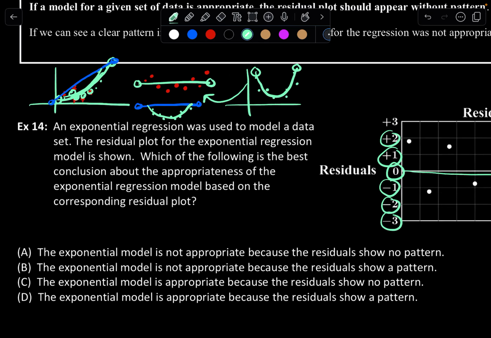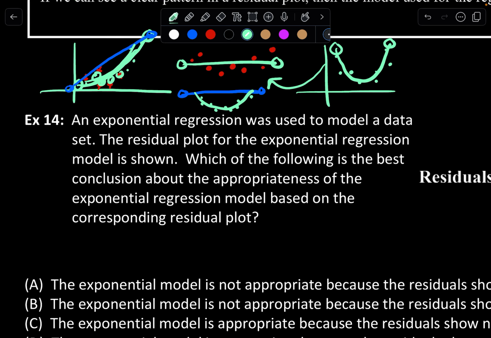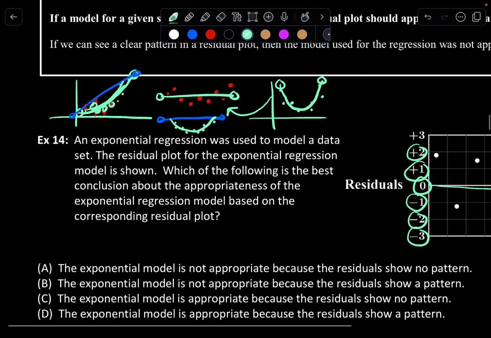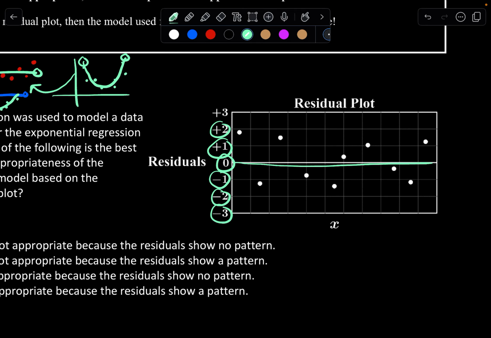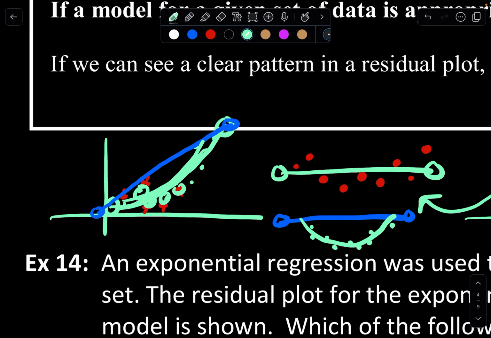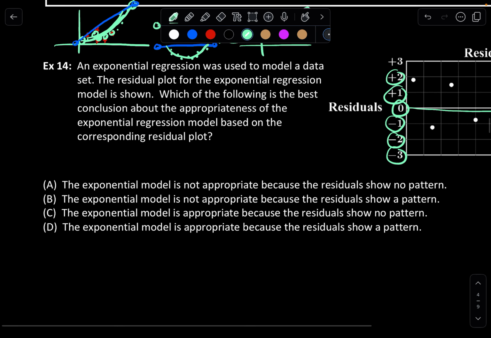Number 14 says an exponential regression was used to model a data set. The residual plot for the exponential regression model is shown. Which of the following is the best conclusion about the appropriateness of the exponential regression model based on the corresponding residual plot? Based on what I just discussed, we do not see a pattern here, which means that was the appropriate model to choose, because this is the model that goes through the data that was provided the best. So the exponential model is appropriate, which means we can count out A and B. It's appropriate because the residual plot does not show a pattern.